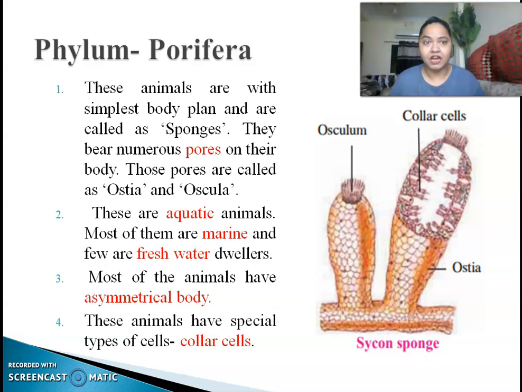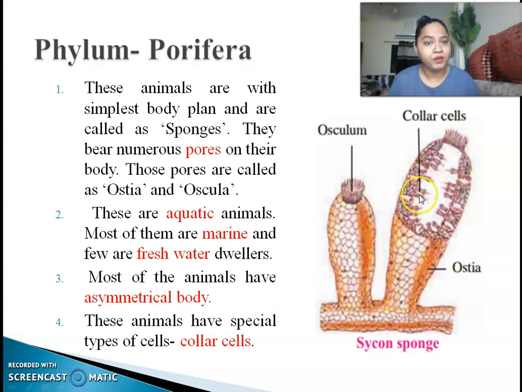Almost all Porifera animals are aquatic. Some can be found in seawater, that is, they are marine animals, or they can be found in fresh water also. These animals have an asymmetrical body. That means their body cannot be divided into equal halves. Also, Porifera show the presence of special cells known as collar cells.